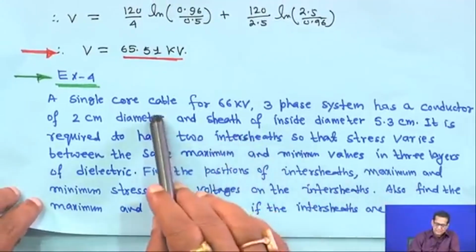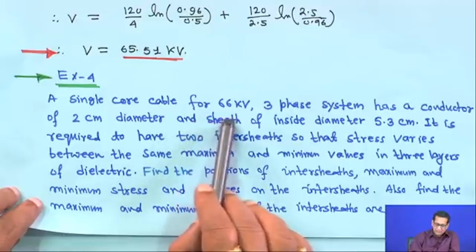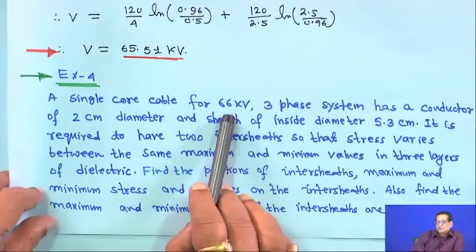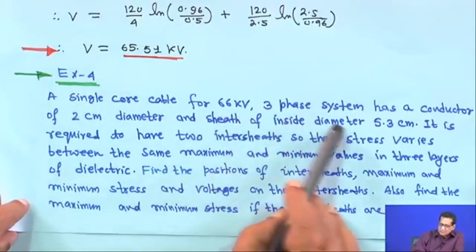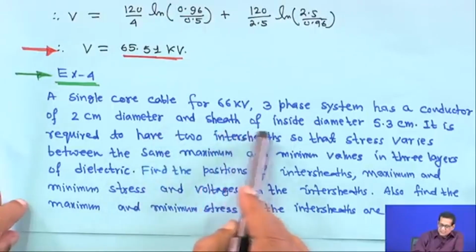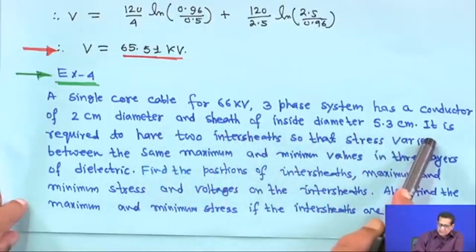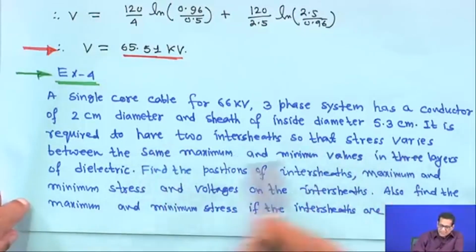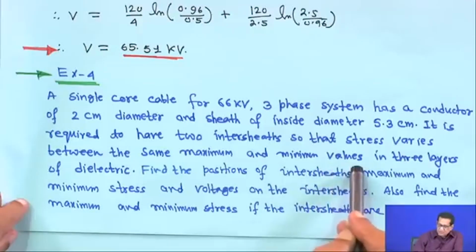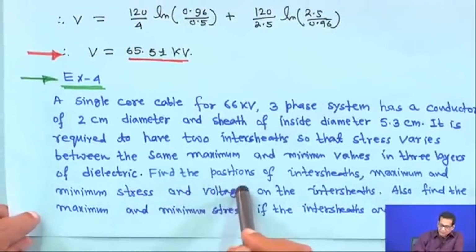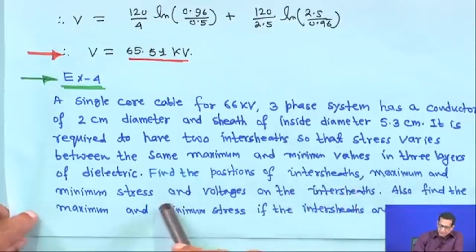So, a single core cable for 66 kV, whenever nothing is mentioned, this voltage will always be line to line. The 3 phase system has a conductor of 2 centimeter diameter and the sheath inside diameter is 5.3 centimeter. It is required to have 2 intersheaths, so the stress varies between the same maximum and minimum values in 3 layers of dielectrics. Find the positions of intersheath, maximum and minimum stress, and voltages of the intersheath.